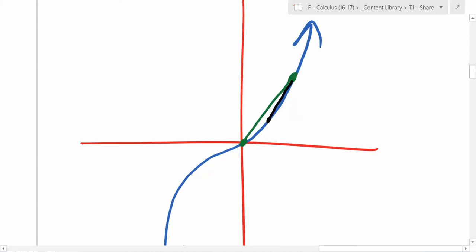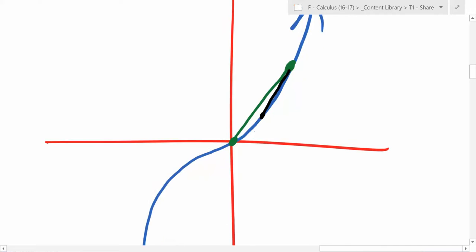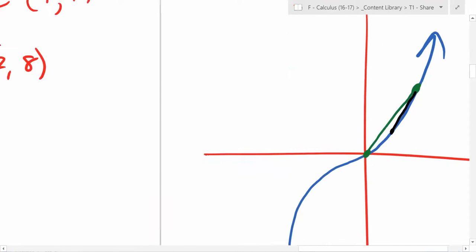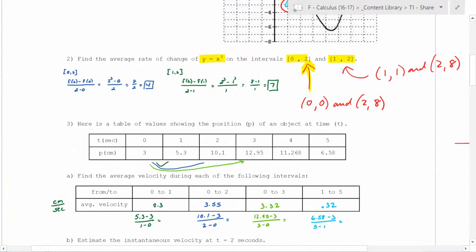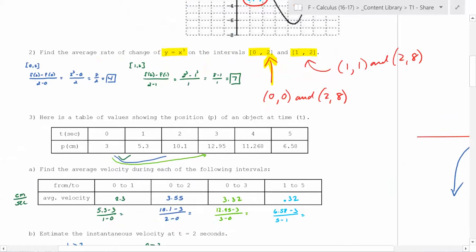Which one's steeper, the black line or the green line? You can't really see it there. The black line, right? So theoretically, did we get something that's steeper? Yeah, it started at 4, and then it turned into 7. It's getting steeper.